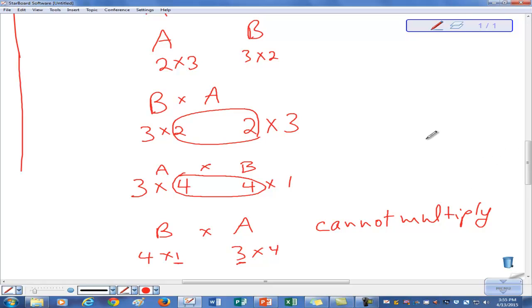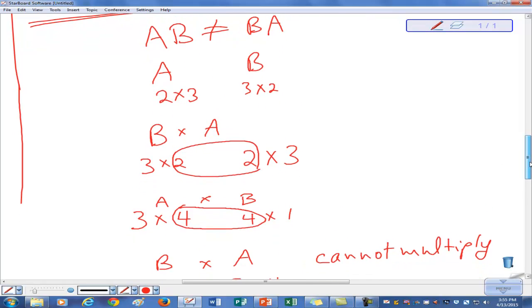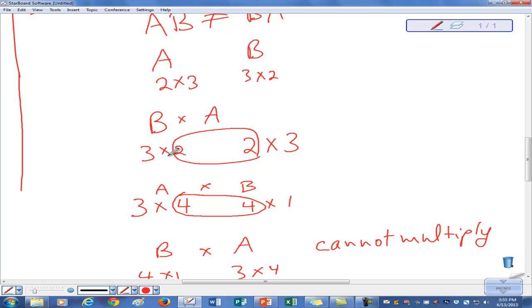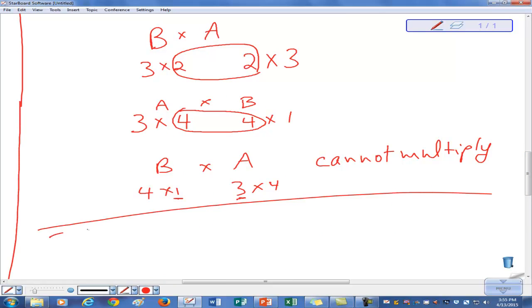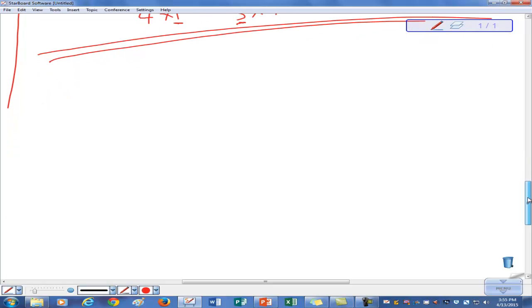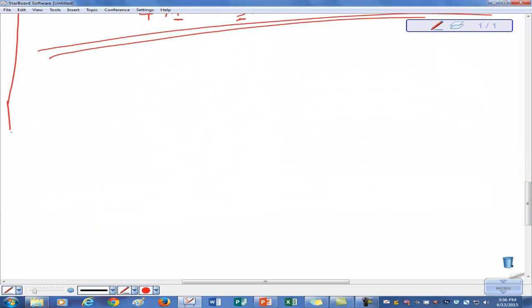So it's possible to multiply A times B and B times A, but most of the time that does not happen. The reason it worked here is because we had a 3 by 2 and a 2 by 3. So it did work here, but it did not work for the second one. So you want to check your dimensions before you start, because you may find that you can't multiply right from the very beginning.